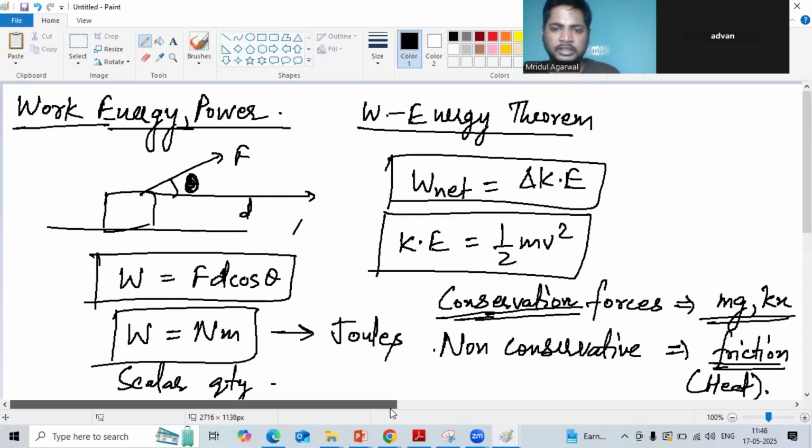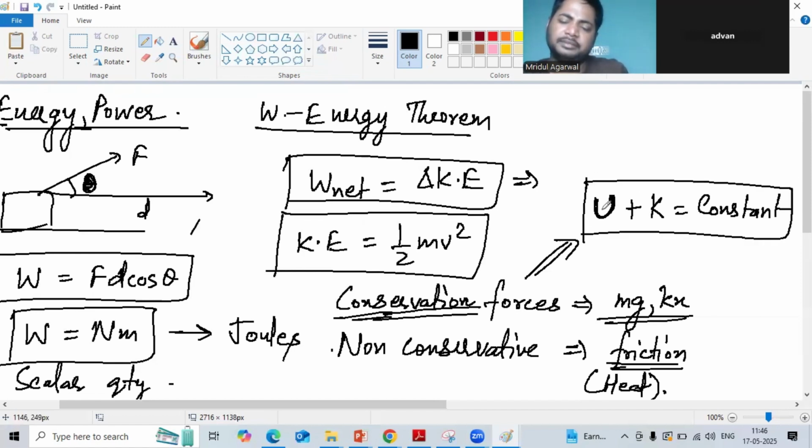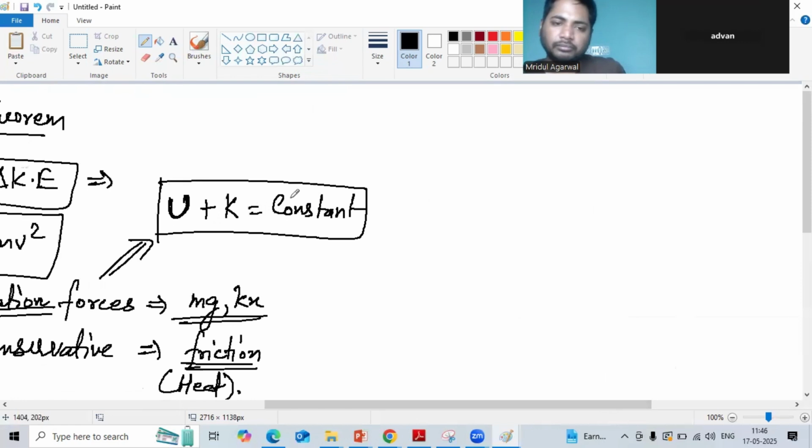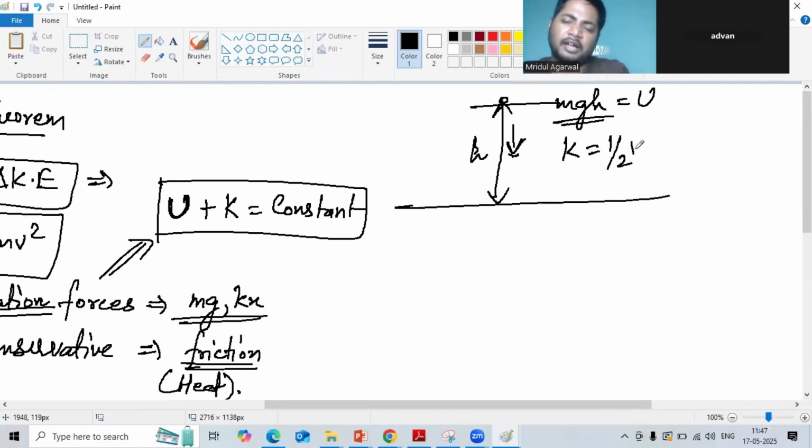So the work energy theorem is based on that, and from the work energy theorem, for conservative forces, we define the conservation of energy. Conservation of energy is defined as the sum total of potential energy plus kinetic energy being constant, that is, your total mechanical energy is constant. Clear? Let's say there is a mass at height h, then the potential energy U is mgh, and the kinetic energy is half mv square at a certain point.